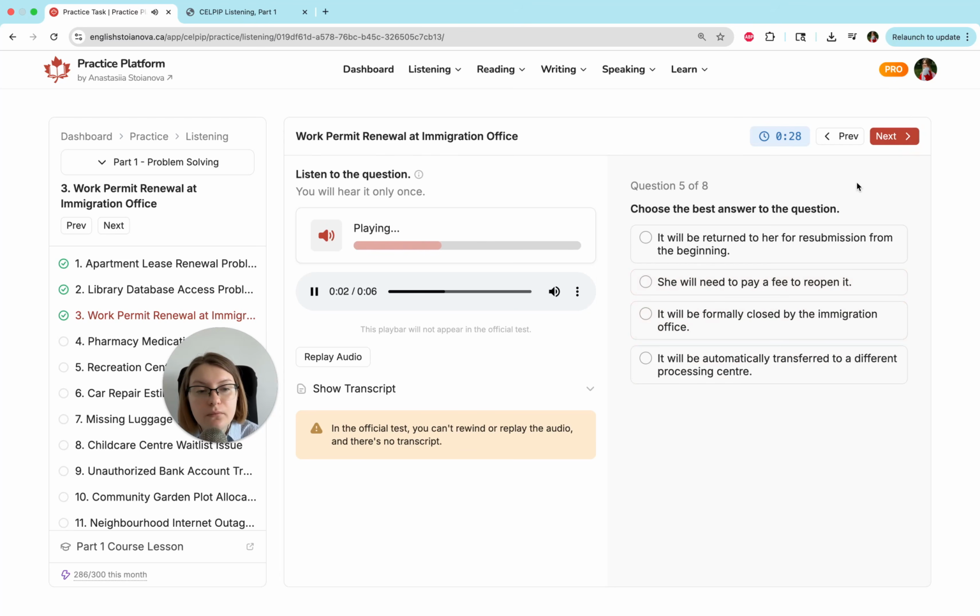What will happen to Aisha's application if she does not submit the document in time? If she does not submit a document in time, what happens? It will be returned for resubmission from the beginning. Not quite, right? But they said that it's going to be formally closed, something like that. If you were taking notes, you would write something like that. Yeah, formally closed. And that's actually, this option was not paraphrased, right? Because they said there is a 30-day window to respond before the application is formally closed. So that's the actual answer.